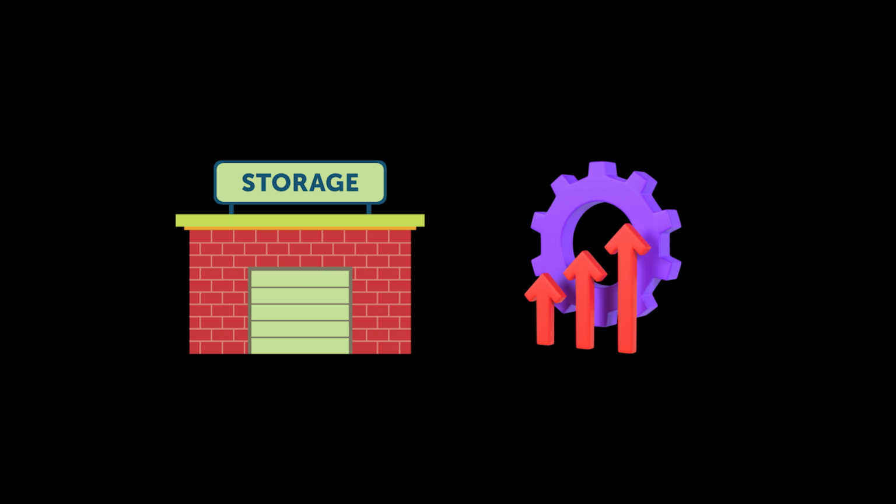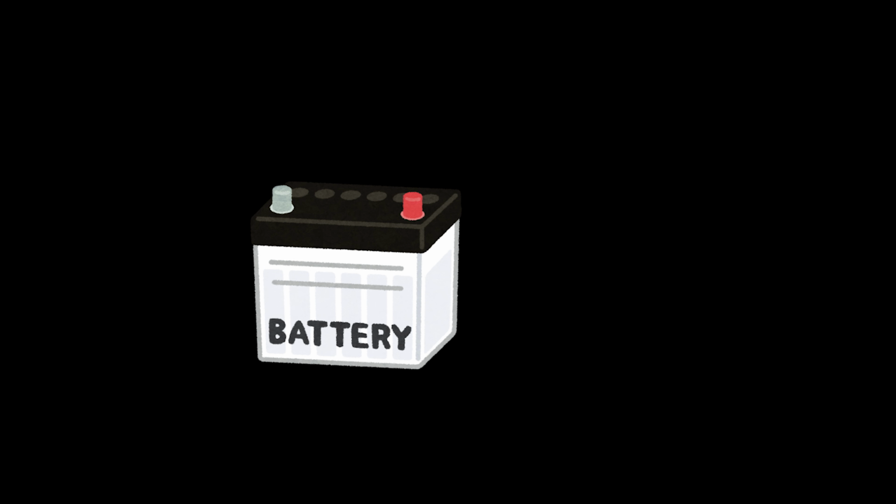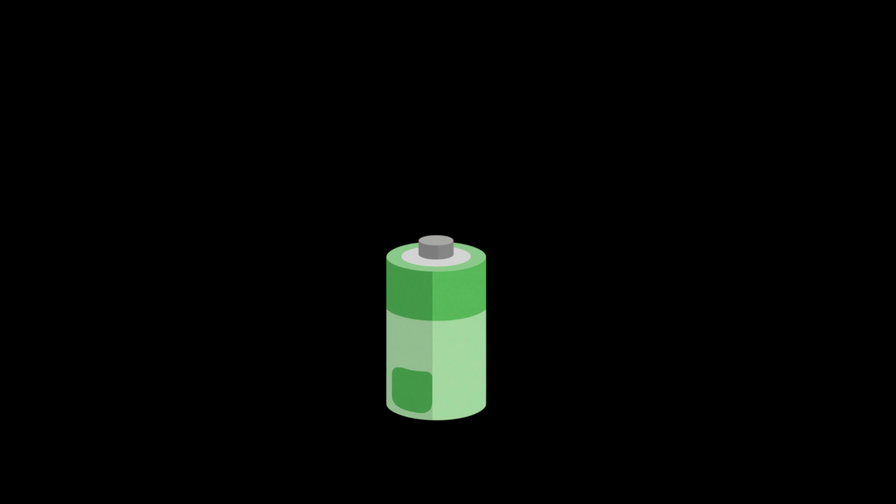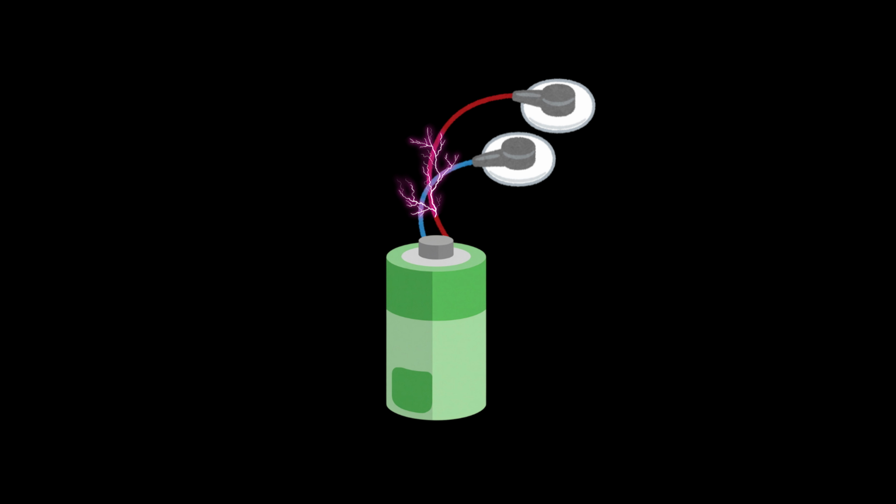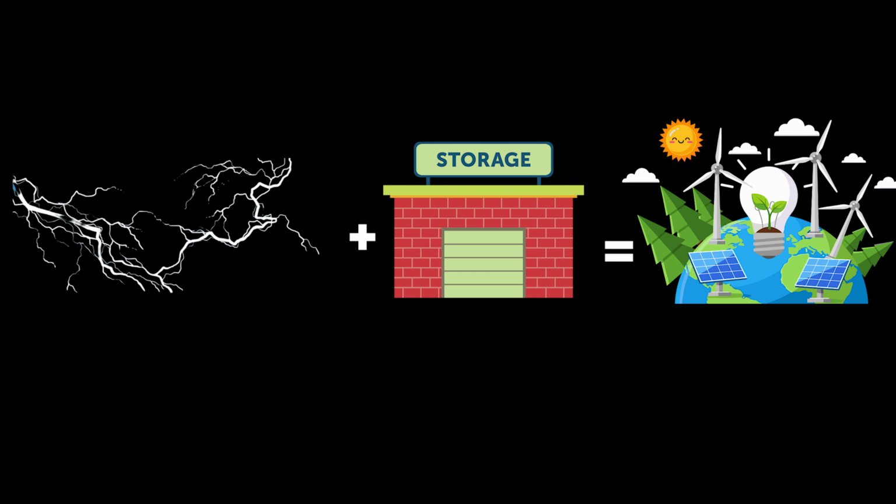But storage is improving. Modern batteries store electrical energy using chemical reactions. Lithium ions move between electrodes, carrying charge. Energy storage is crucial for renewable energy because wind and sunlight aren't constant. Batteries help stabilize the grid. Electricity plus storage equals the future of energy.